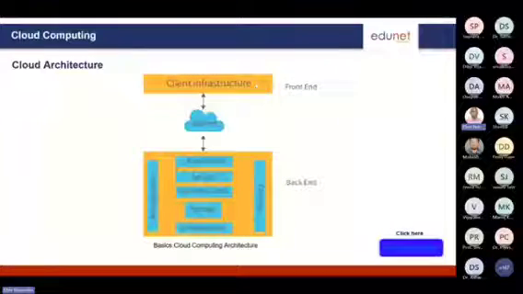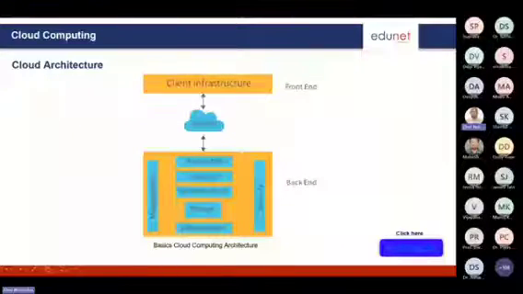Now the front end people and the back end people are connected through the internet. Without internet, there is no connection between the front end and the back end. That means there is no connection between the client and the cloud service provider. If you have a proper, stable internet, then the client and the service provider will be connected. Once connected, you can request any service from the cloud service provider.